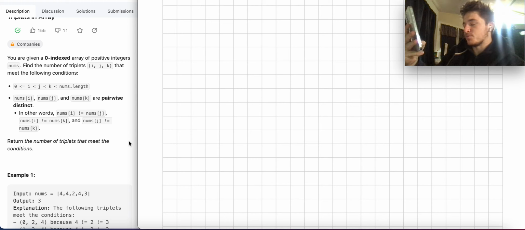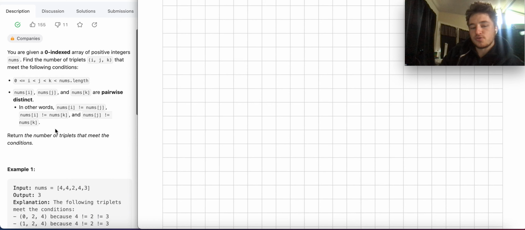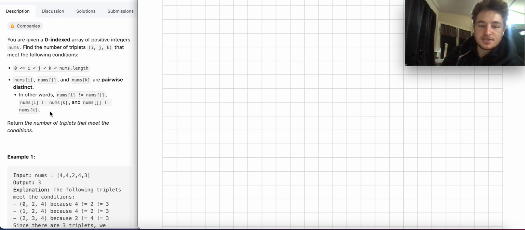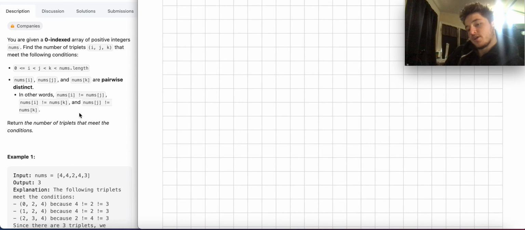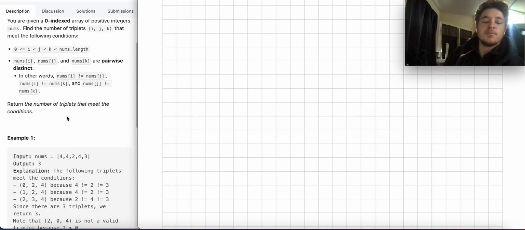So there's no difference between choosing 3, 4, and 5 versus 4, 3, then 5, right? That's just what this constraint means. And then the second constraint is that they're pairwise distinct, right? So none of the numbers are the same. The first number and the second number are different. The first number and the third number are different. And the second number and the third number are different. Okay, return the number of triplets that meet this condition.